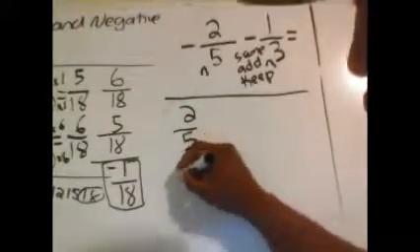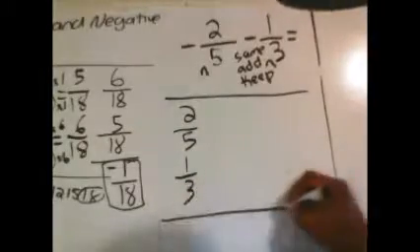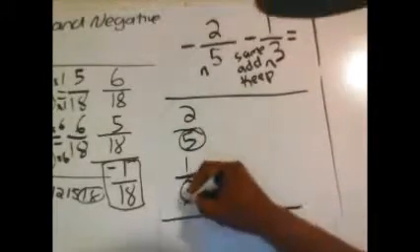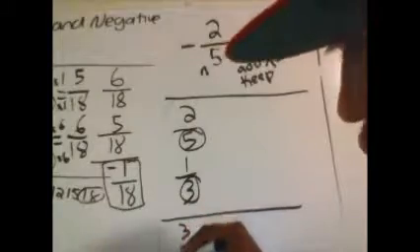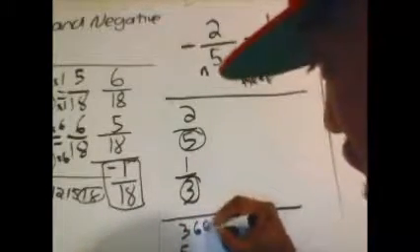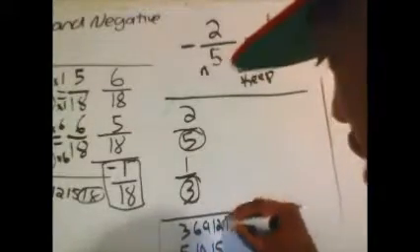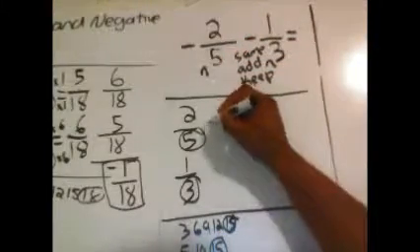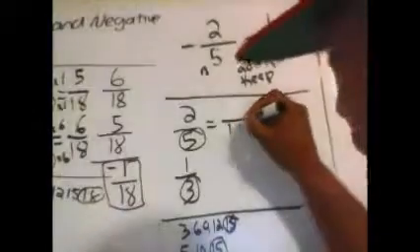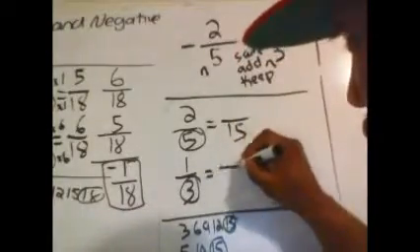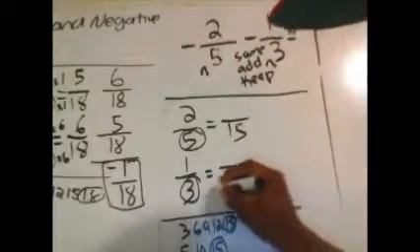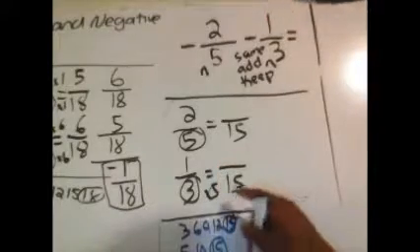2/5, 1/3. Find your common denominator. That's 3 and 5. 3, 6, 9, 12, 15. 5, 10, 15. 15 is shared. 15 there, 15 there. 3 times 5 gives you 15.